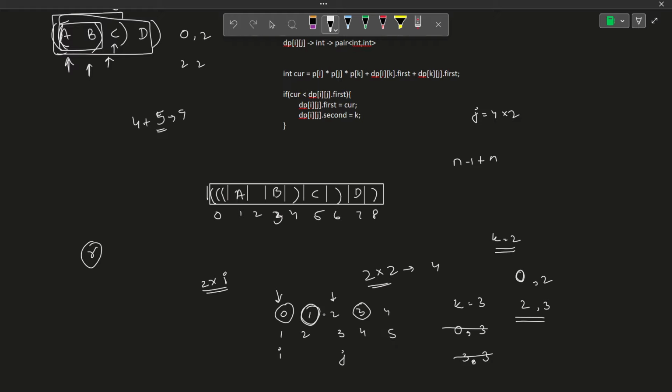Again, the value of k will be equal to 1 here. So my helper will be called on 0, 1 now and 1, 2. 1, 2 is only this last element, so we are going to ignore this. Again, 0, 1 is only one element, so we are going to ignore this.